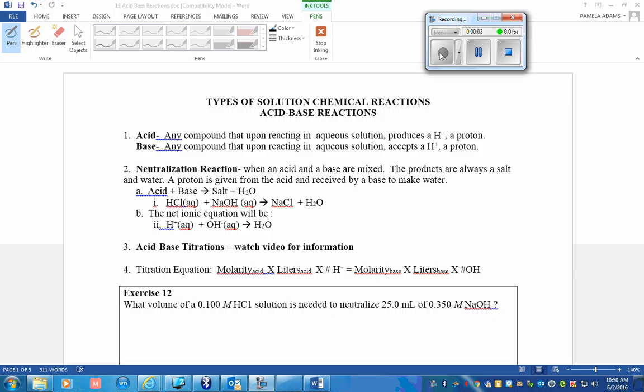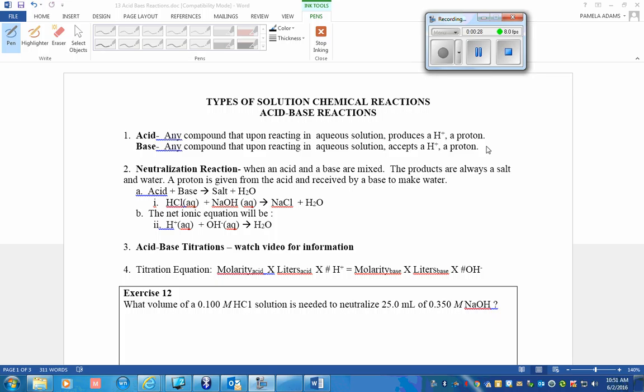Until we get further on in our education in AP Chem, we're going to just define an acid as any compound that upon reacting produces a proton, which is an H+. And a base is going to be any compound that, when acting in an aqueous solution, accepts a proton, or for us right this moment in time has an OH- associated with it.